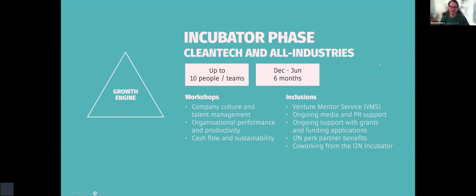And that's the 6 months. You get 6 months from December to June of 2027. You get access to all of that free of charge, which, by the way, is also the case for the Accelerator and Bootcamp.